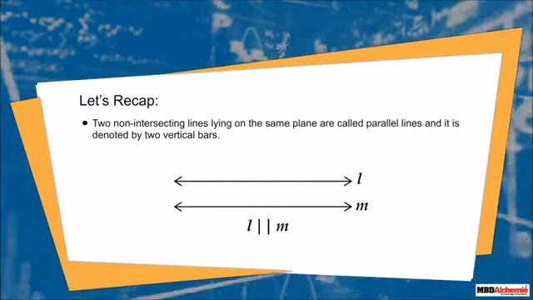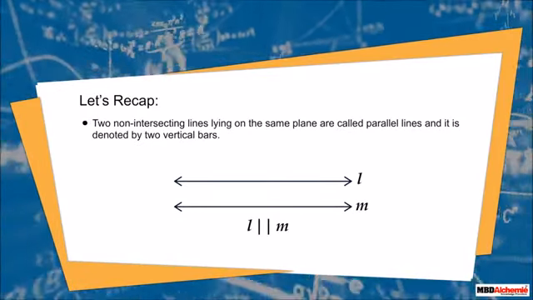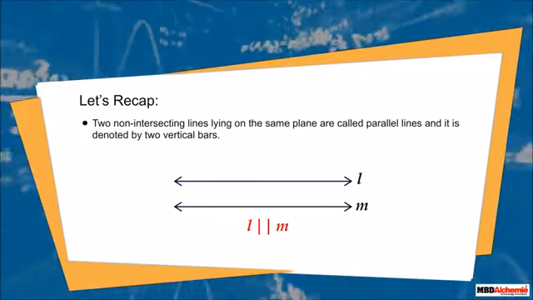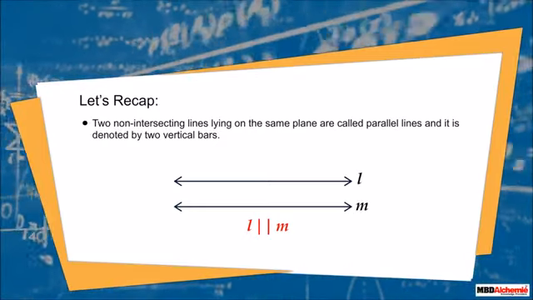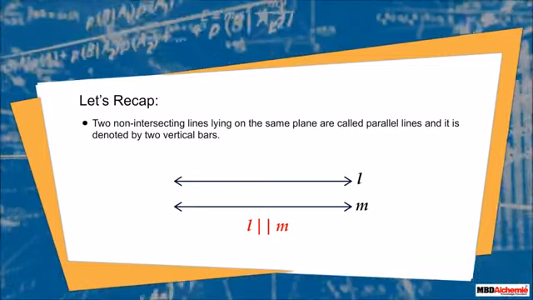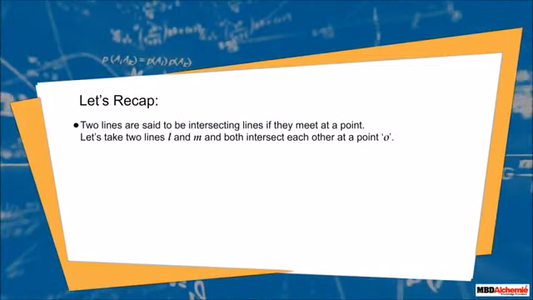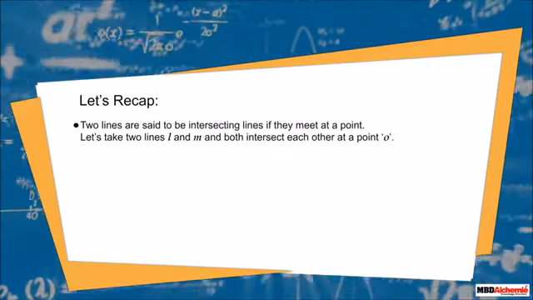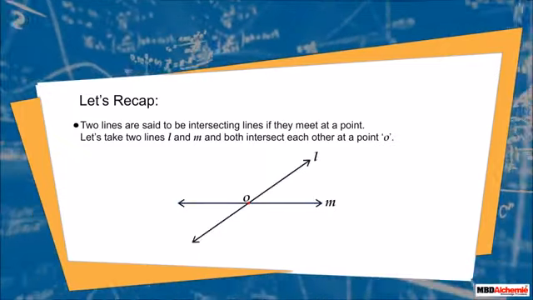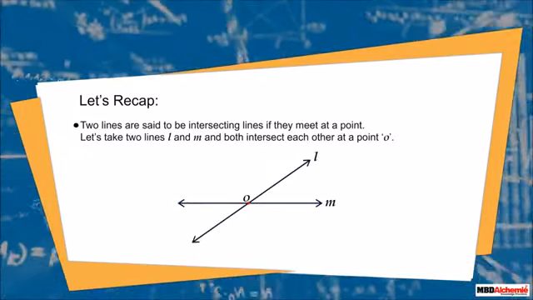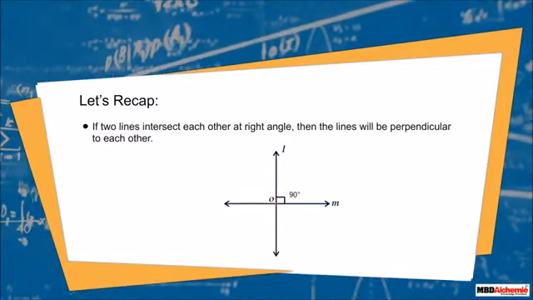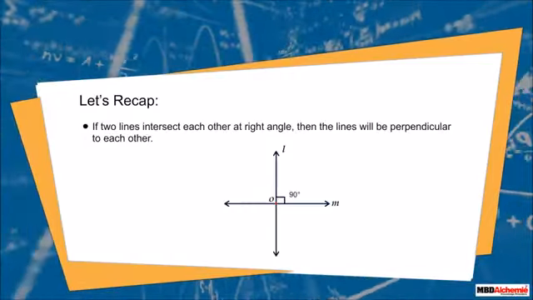Let's recap. Two non-intersecting lines lying on the same plane are called parallel lines, and this is denoted by two vertical bars. Here L is parallel to M. It is written as L || M and read as L parallel to M. Two lines are said to be intersecting lines if they meet at a point. Let's take two lines L and M, and both intersect each other at a point O. If two lines intersect each other at a right angle, then the lines are perpendicular to each other.